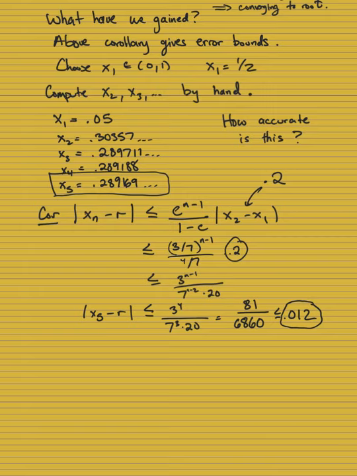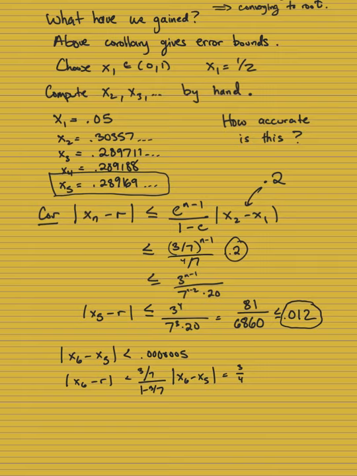In fact, okay, so if you go out one more step, so you want to look at x_6 minus x_5, this turns out to be less than 0.0000005. Okay, so this is tiny. And you get that x_6 minus r is less than (3/7) over (1 minus 3/7) times x_6 minus x_5.